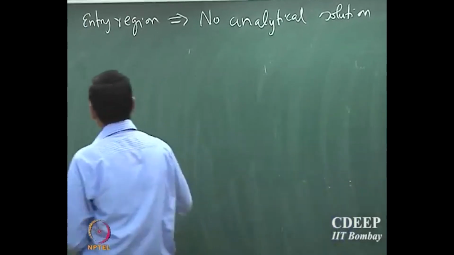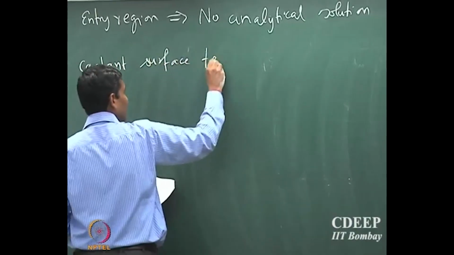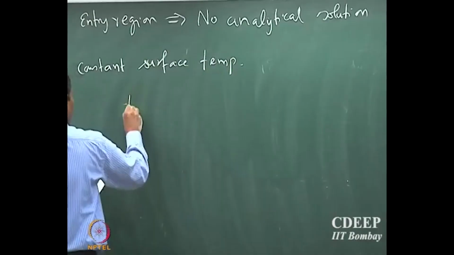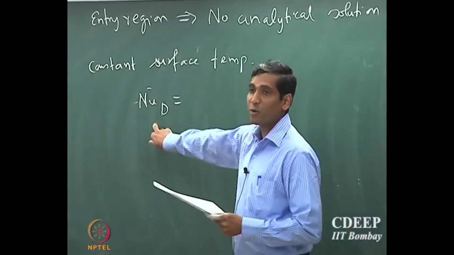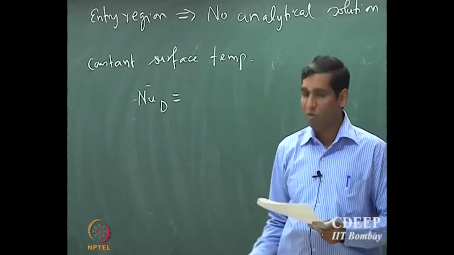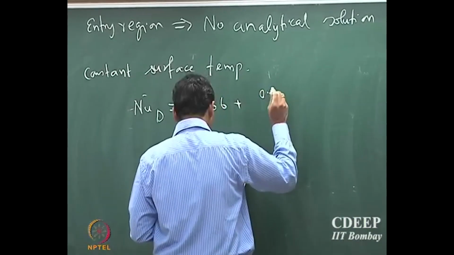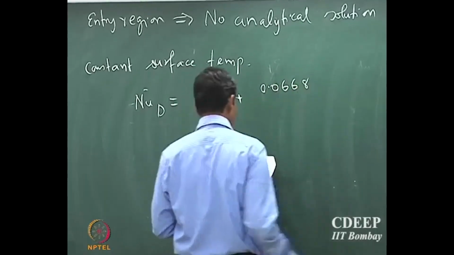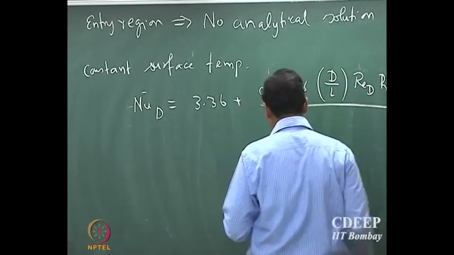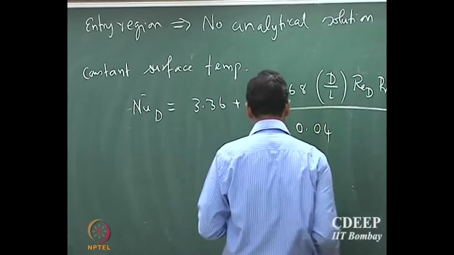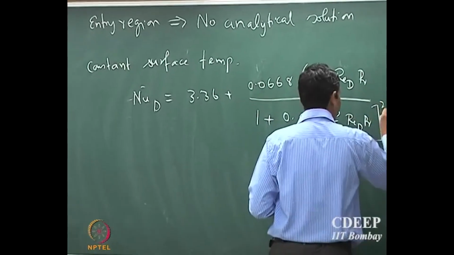And so if it is a constant surface temperature case, the correlation to find the Nusselt number, again this is the average Nusselt number, based on experiments, empirical correlations, will be 3.66 plus 0.0668 times Re_D Prandtl number (D by L), divided by 1 plus 0.04 into [(D by L) Re_D Prandtl number] to the power of 2 by 3.